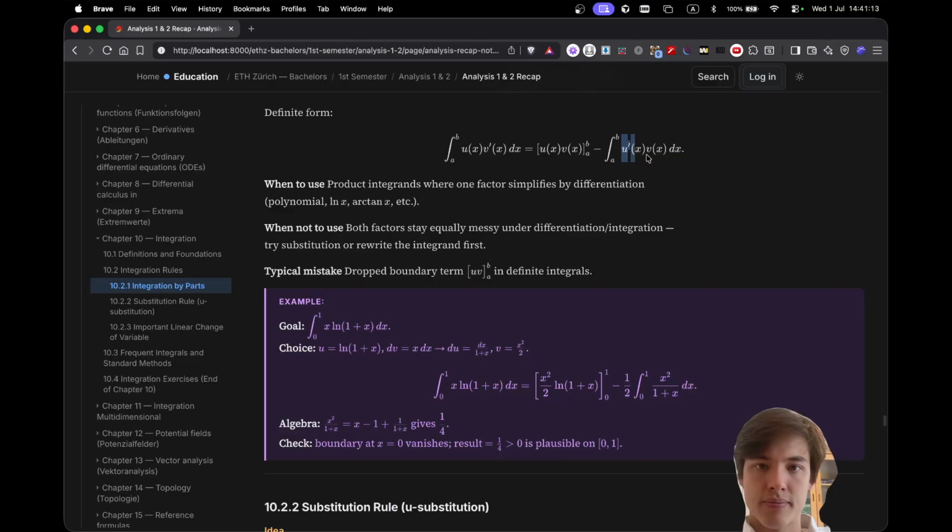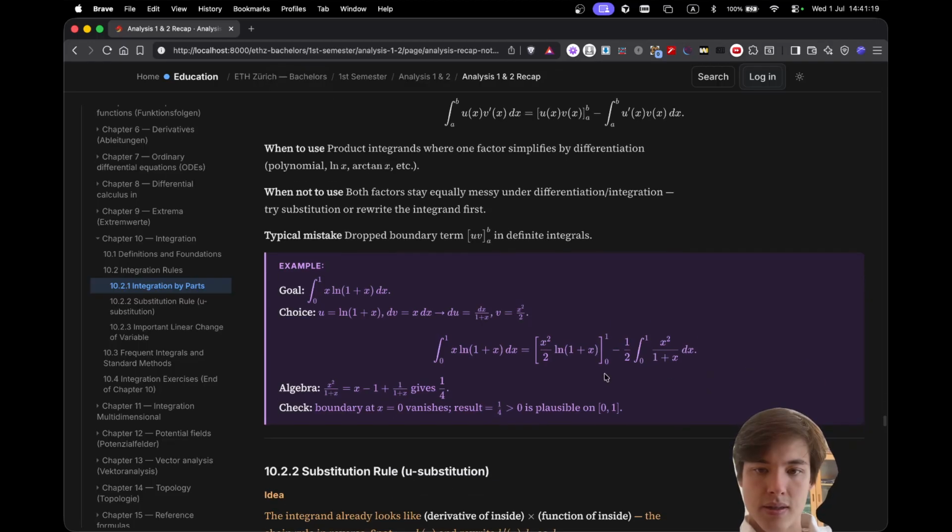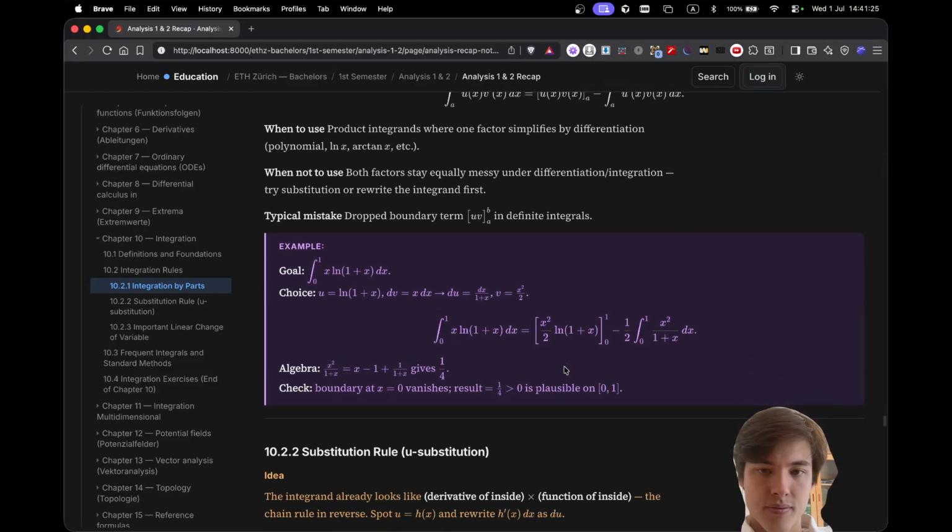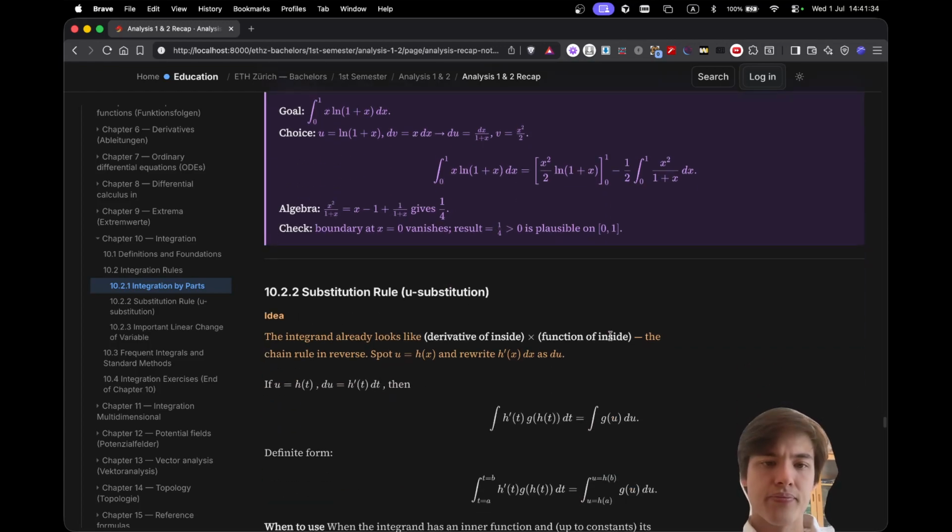This here times this, yeah. And then this is probably easier to solve. So you know this is easier to integrate. Gives this, we integrate, yeah.